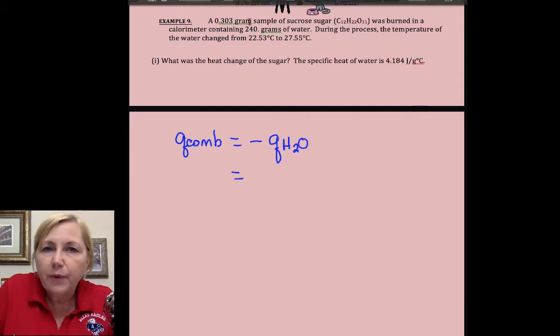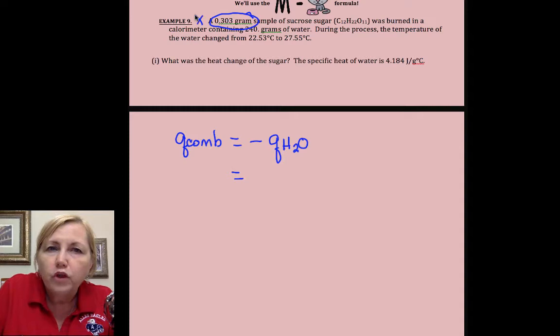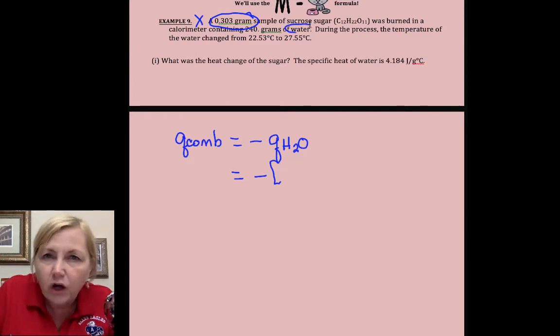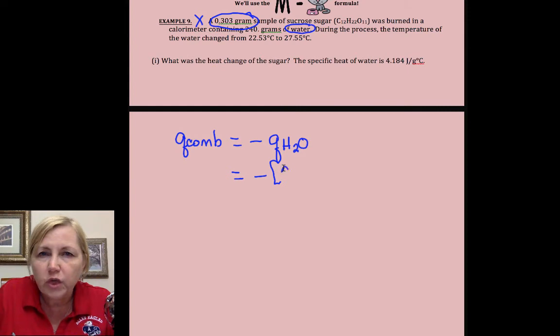Now, the trickiest part here is students are tempted to use this mass in the q = mcΔT. Don't. We're measuring the heat of the water, so we need to use the mass of the water. So the mass of our water is 240 grams. Our heat capacity is going to be given to you. You don't have to memorize this. It is 4.184 joules per gram degrees Celsius.